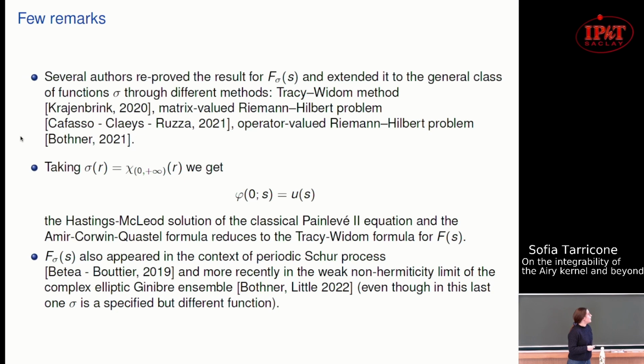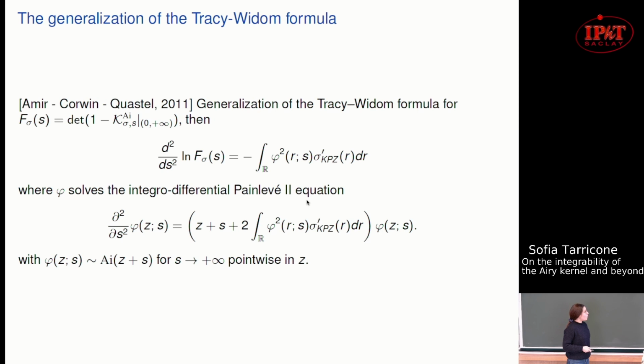Now, the second thing that I want to say is why we can say that this is the Tracy-Widom generalization. Suppose that you take sigma as the characteristic function of 0 to plus infinity. Then what you get is that the varphi appearing just before is exactly the function u of s that I showed you. Why is that? Because if you take sigma being the characteristic function of 0 to plus infinity, then sigma prime will be just a delta function in 0. So in this integral here, what you are left with is varphi squared in 0, s.